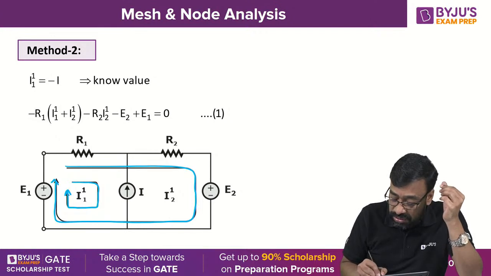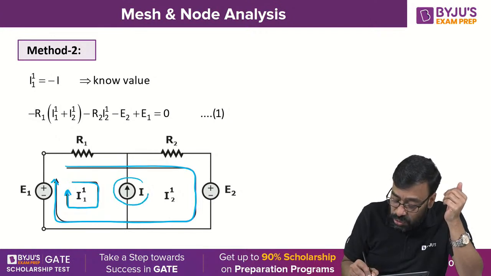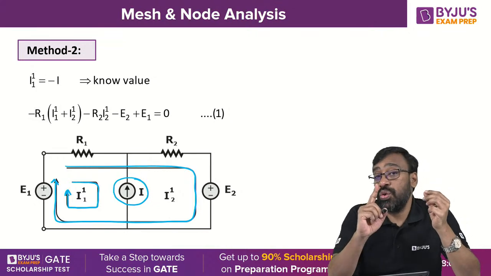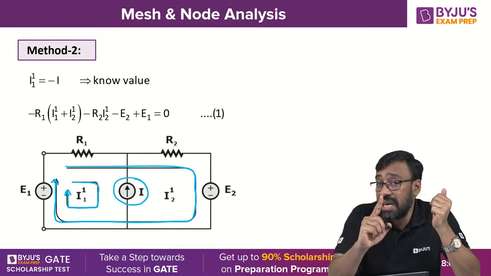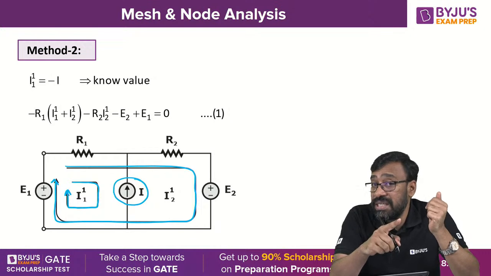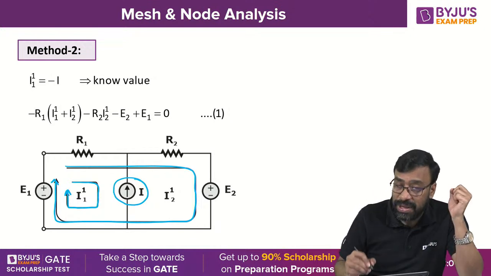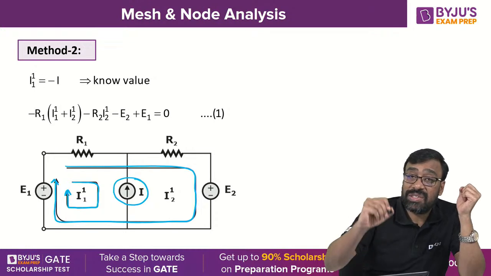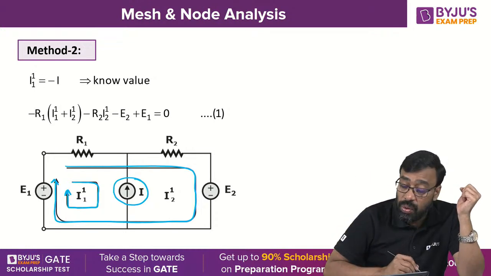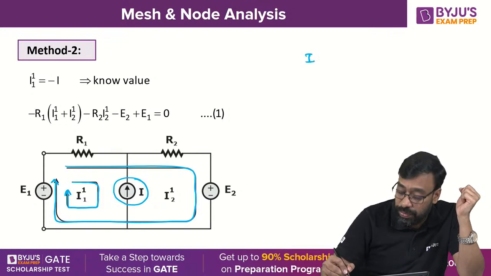I1 dash. This particular current source belongs to only the first loop. Just now you explained that R3 belongs to only the first loop in the previous example. Yes or no, all of you? Similar to that, I belongs to only the first loop. That means its loop current and branch current both are the same. What is the branch current? I. What is the loop current?